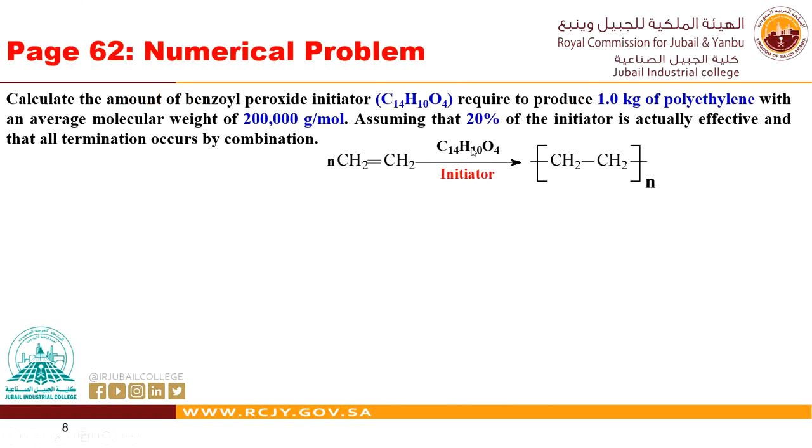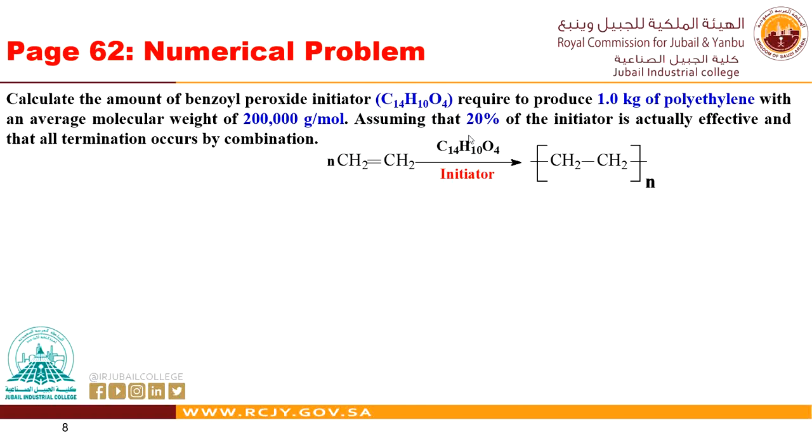So the question is, we want to calculate the amount of this required to produce 1 kg. If you look at this, the initiator is given, the amount of polymer that will be produced is given, which is 1,000 grams, 1 kg, and the molecular weight of the polymer is also given, which is 200,000, and then here we have the efficiency of the initiator, which is what? 20%.